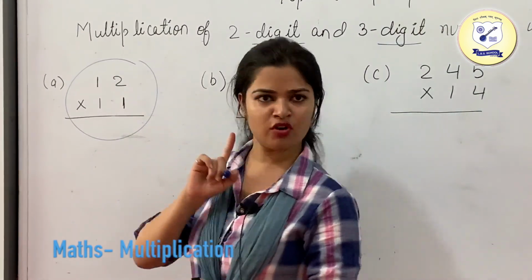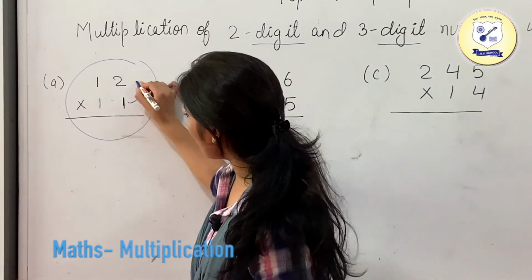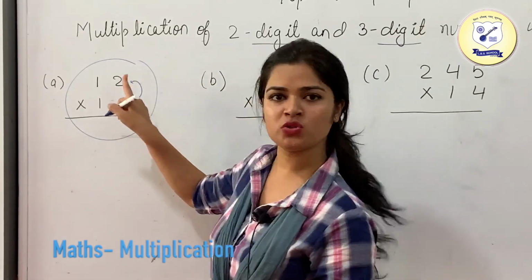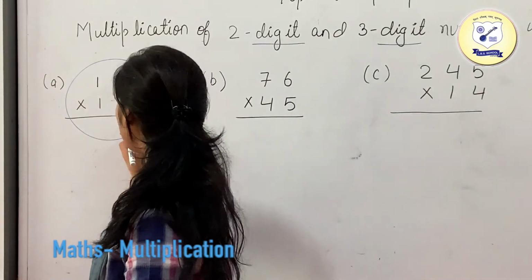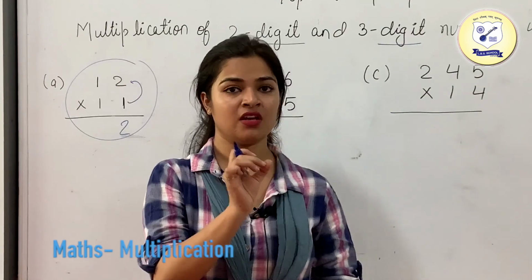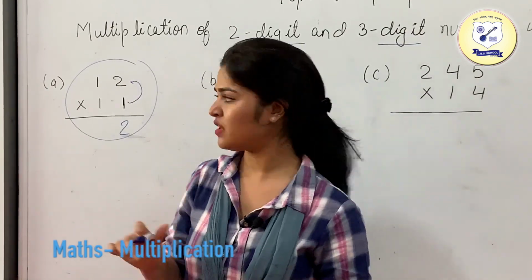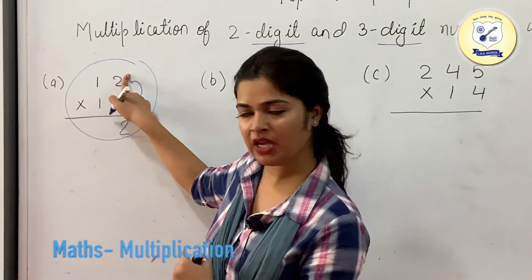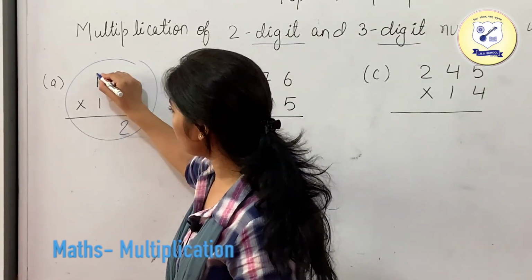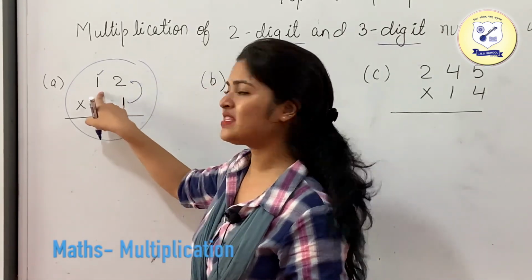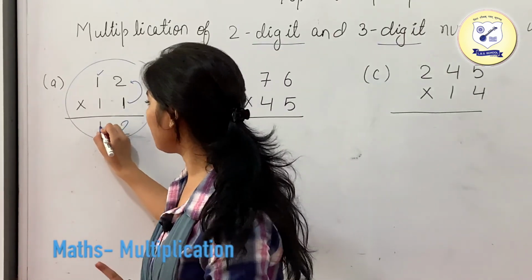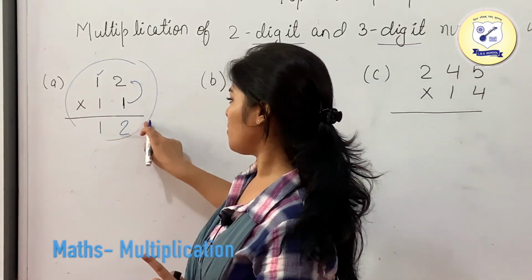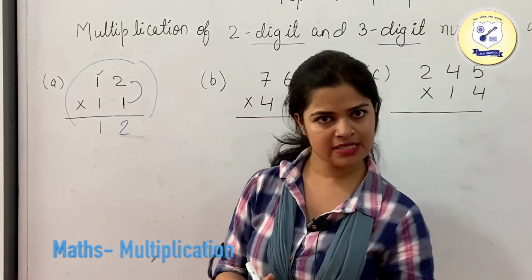Now for the first step, just multiply this 1 with the 2. So it would be 1 2s are 2, as I have told you that if you are multiplying a number with 1, what you will get is the same number. So I am multiplying this 1 with the 2, so your answer would be 2. Now just move to the next number. So it would be 1 1s are again 1, since you are multiplying the number with 1. So your answer would be the same number.